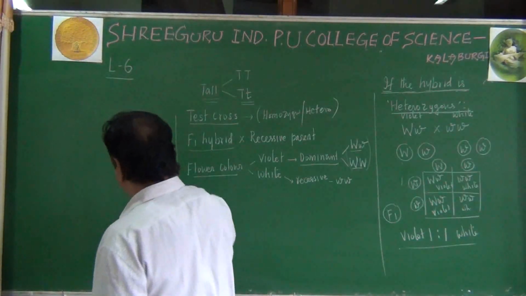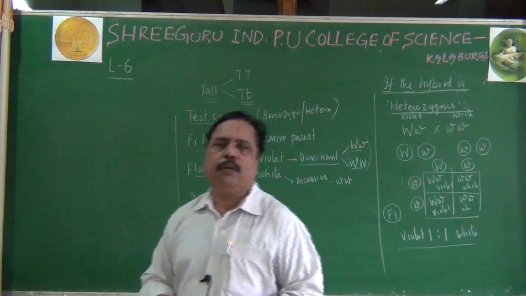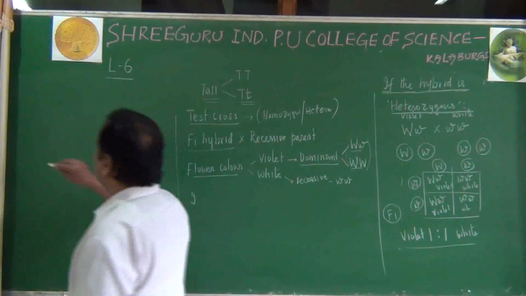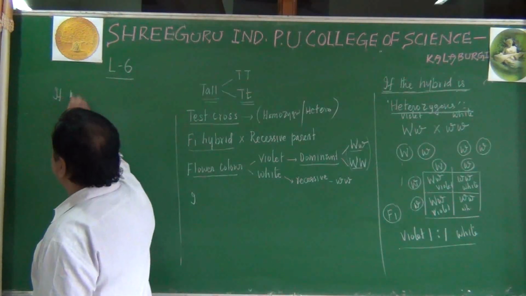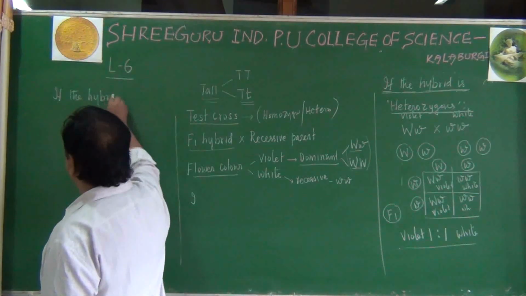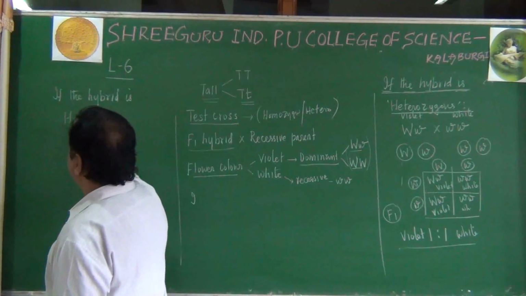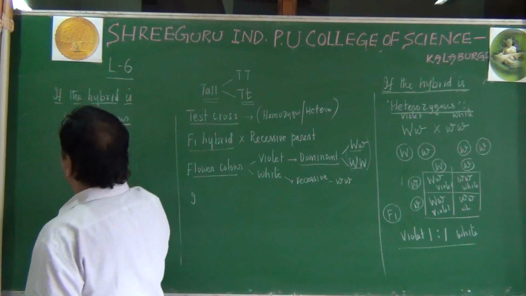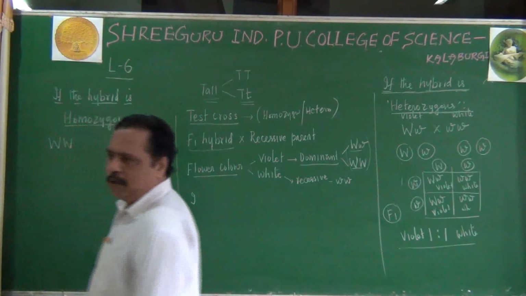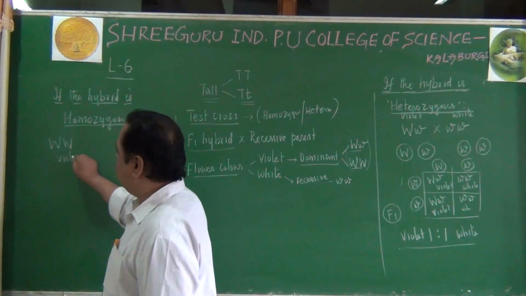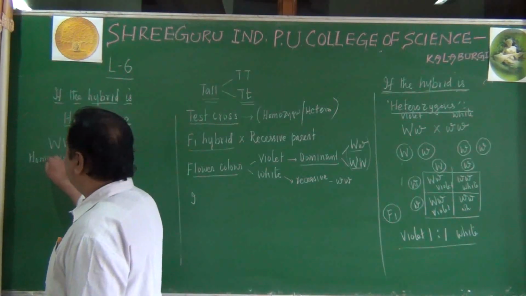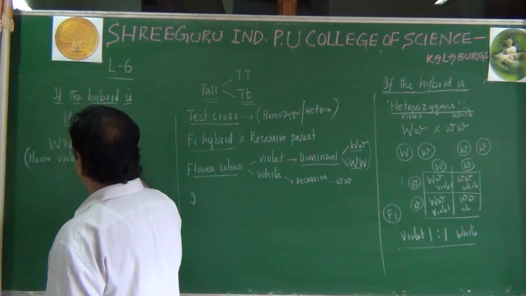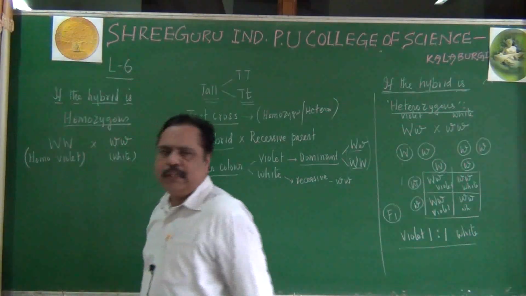If the given hybrid is homozygous, how will it behave, what ratio will it produce in the F1 generation during test cross, we have to see. So, if the hybrid is homozygous, let me write here. What will be the genotype we are taking? We are taking capital W, capital W. That is the violet, homozygous violet. It is crossed with the recessive parent, small w, small w. That is the white flower producing individual.